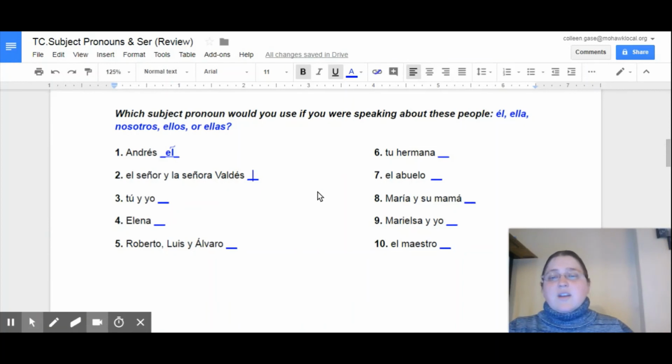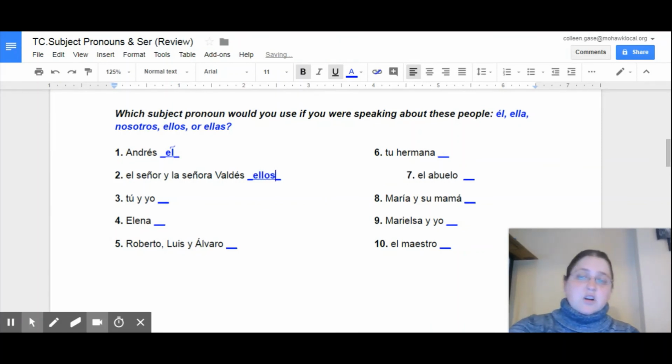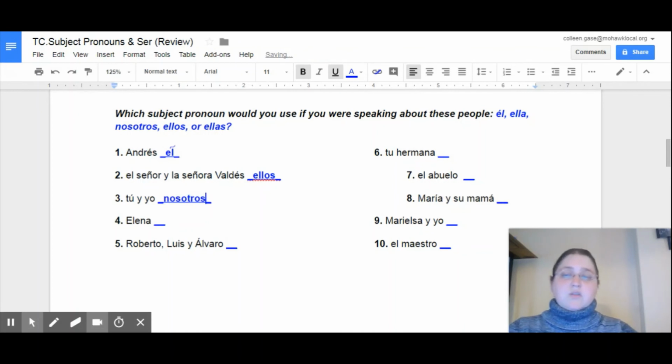El señor y la señora Valdez. Well, first of all, I'm calling them Mr. and Mrs. Valdez. Second of all, there's more than one of them. So I am going to be using ellos. I have a Mr. and a Mrs., which means I have a mixed group. Ellos is appropriate. Tú y yo. The second you see somebody y yo, your brain should go nosotros, we.